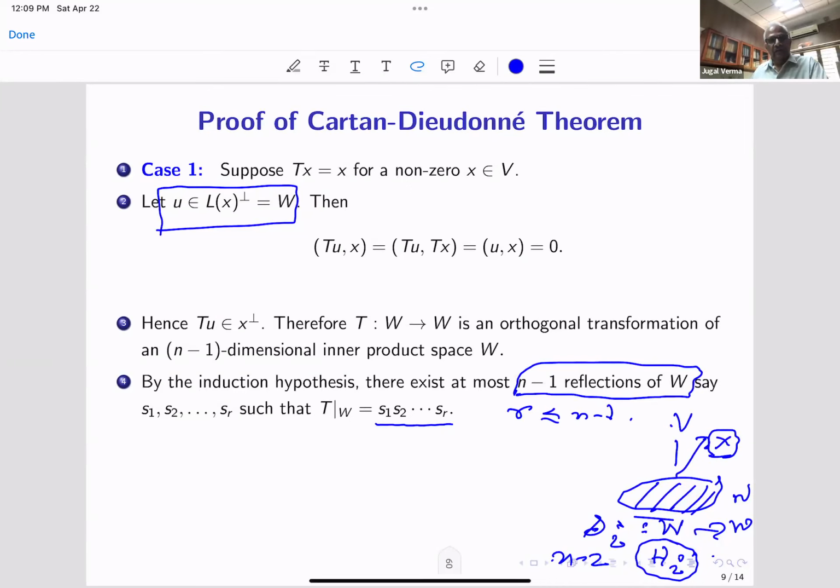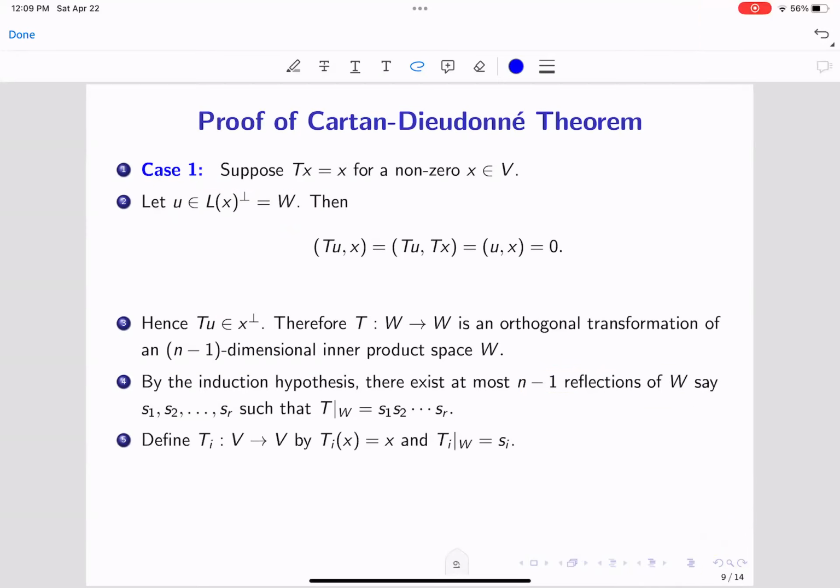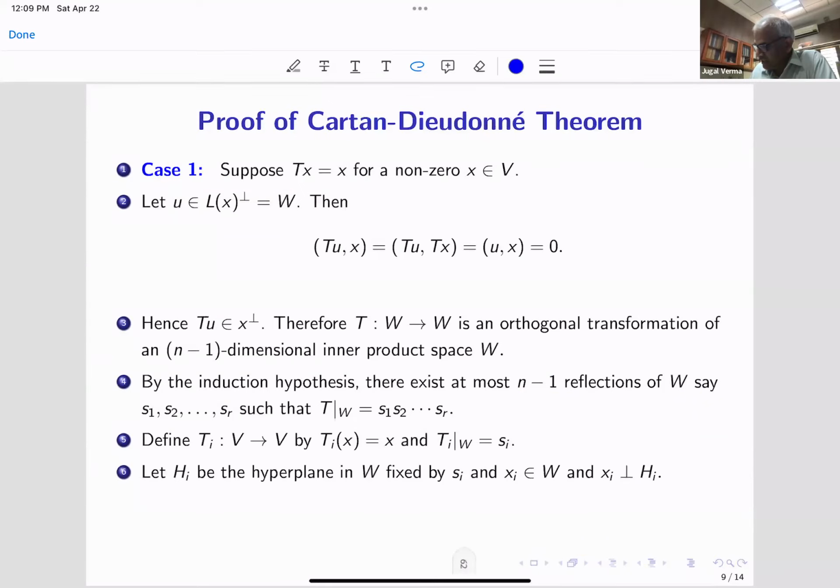Okay. All right. So by induction, I got these reflections in the hyperplane, and I'm trying to construct reflections of the whole space. So every reflection Si has a hyperplane Hi, and to that hyperplane, I add this vector X to get an n minus one dimensional space. Okay. Yeah. So Hi is the hyperplane of W fixed by Si. And there is a vector xi in W which is perpendicular to this hyperplane. Yeah. So is there any question?